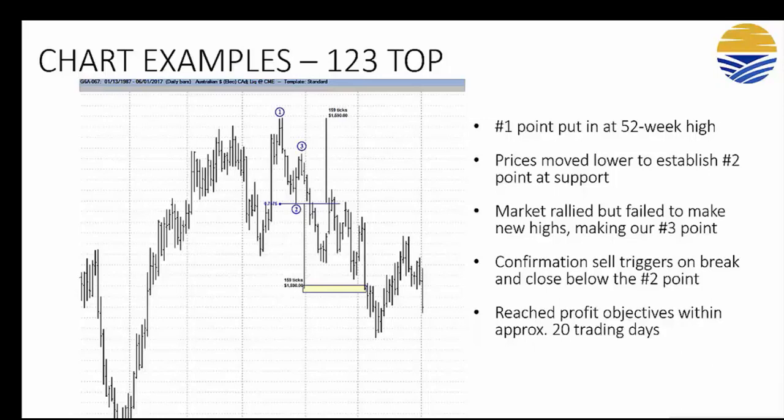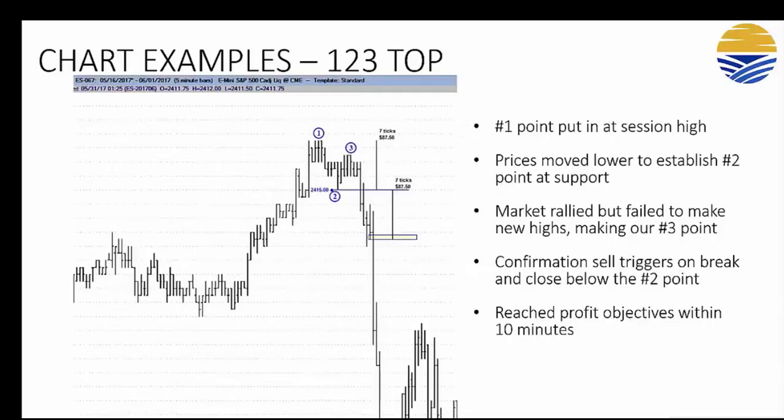Initial risk goes above the number 1 or number 2 point, and your profit target is the distance between the number 1 and number 2 point. In this case, 159 ticks or points in the Australian dollar. That's $1,590 per contract in the CME 6A futures contract, and that reached the profit objective in approximately 20 trading days.